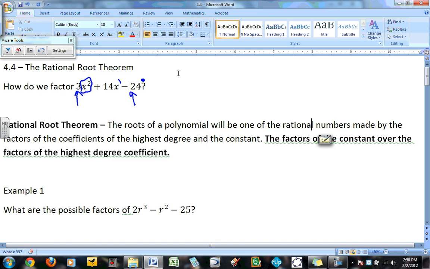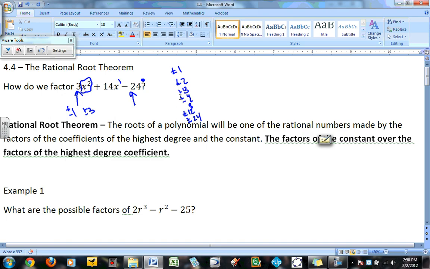So in this case, my factors of the highest degree are plus or minus 1 and plus or minus 3. The factors of 24 are plus or minus 1 and 24, plus or minus 2 and 12, then I have 3 and 8, and I have 4 and 6. And those would be all my factors.